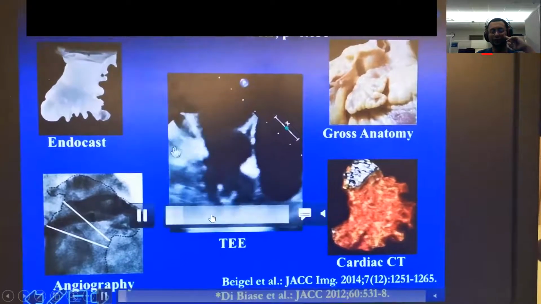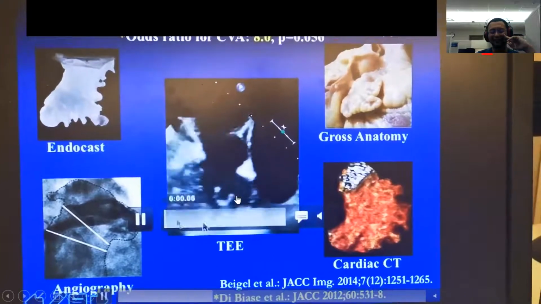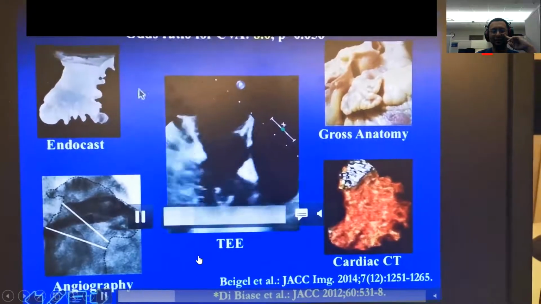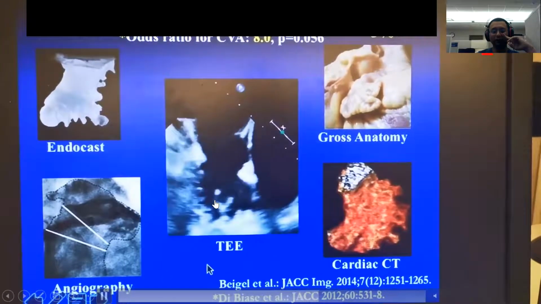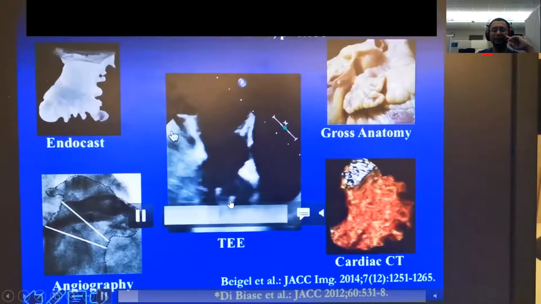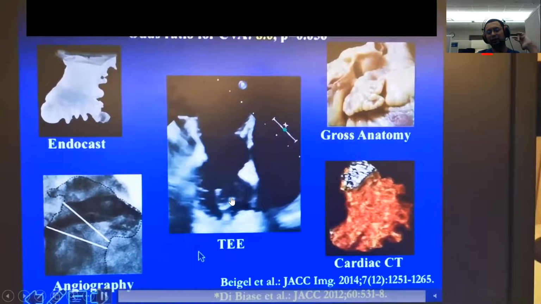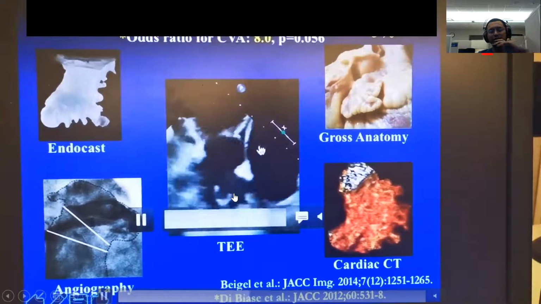Clot? Nope. That is not clot. What is that? Something that we always confuse with clot. That is the pectinate muscle inside the left atrial appendage. So that's the pectinate muscle there. So don't confuse the pectinate muscle with the clot.